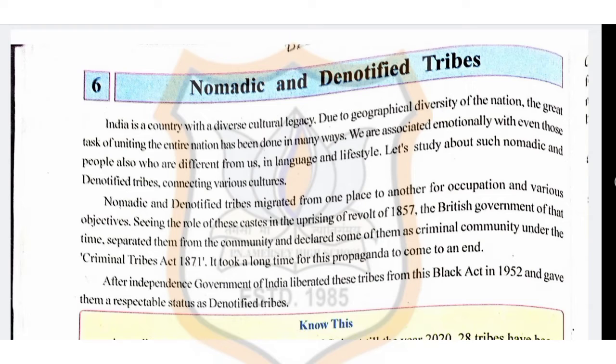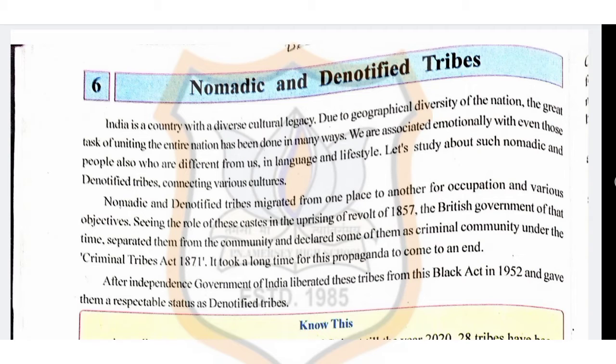In 1952, the Government of India liberated these nomadic and denotified tribes from the Black Act of Criminal Tribes Act 1871 enacted by the British government. They got the respectable status of denotified tribes.